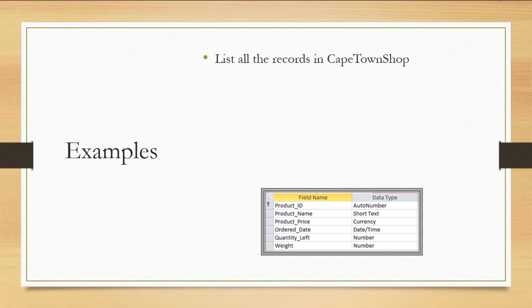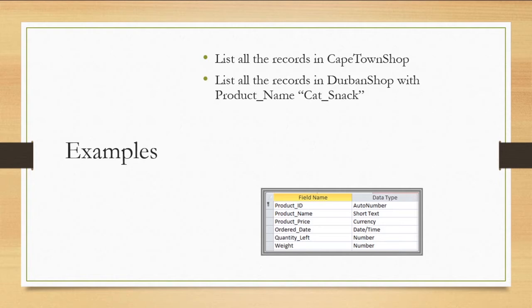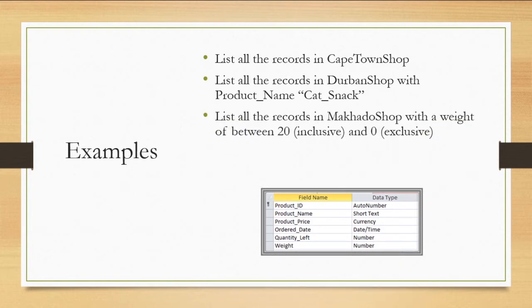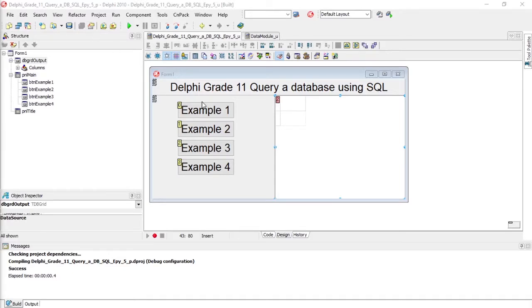We will look at listing all the records in Cape Town shop, list all the records in Durban shop with product name cat snack, list all the records in Mercado shop with a weight of between 20 inclusive and 0 exclusive, and then count all the products currently in the Pretoria shop. And here we have our example.